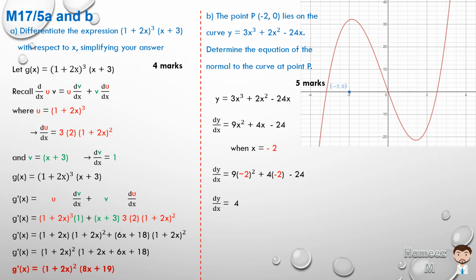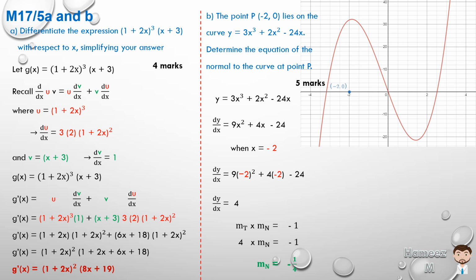And let's recall that if we want to find the normal to the curve, then the gradient of the tangent, mt, times the gradient of the normal is equal to minus 1, because they will be perpendicular to each other. So 4 times mn is equal to minus 1. So the gradient of the normal, mn, is equal to minus a quarter. I'm not going to be able to represent this on this curve, as I've done in other questions in all the other videos, because of the fact that it doesn't even touch the curve.